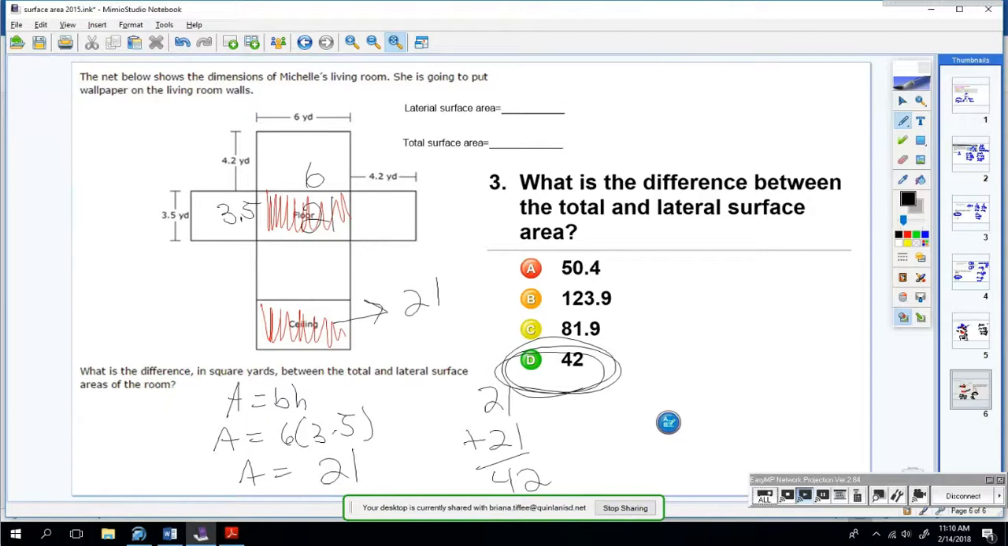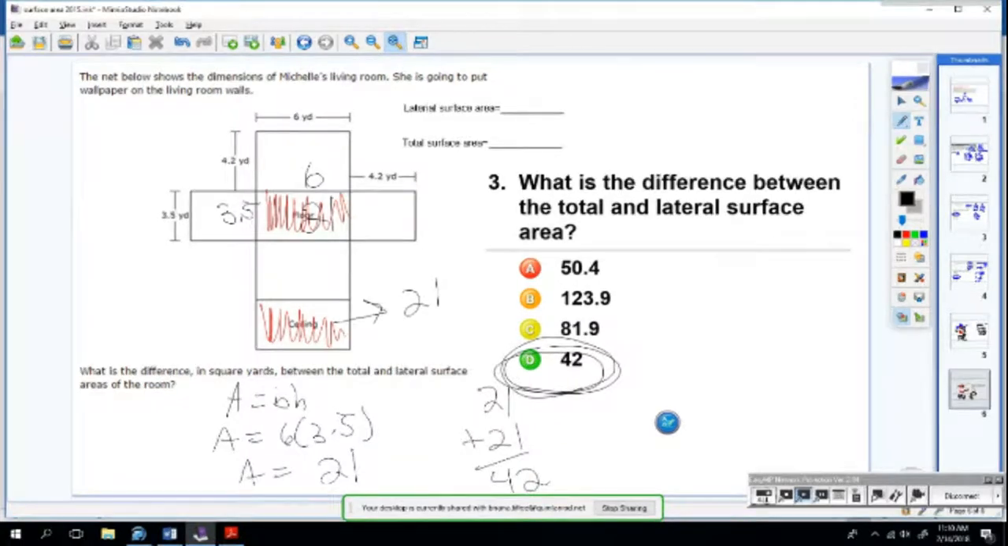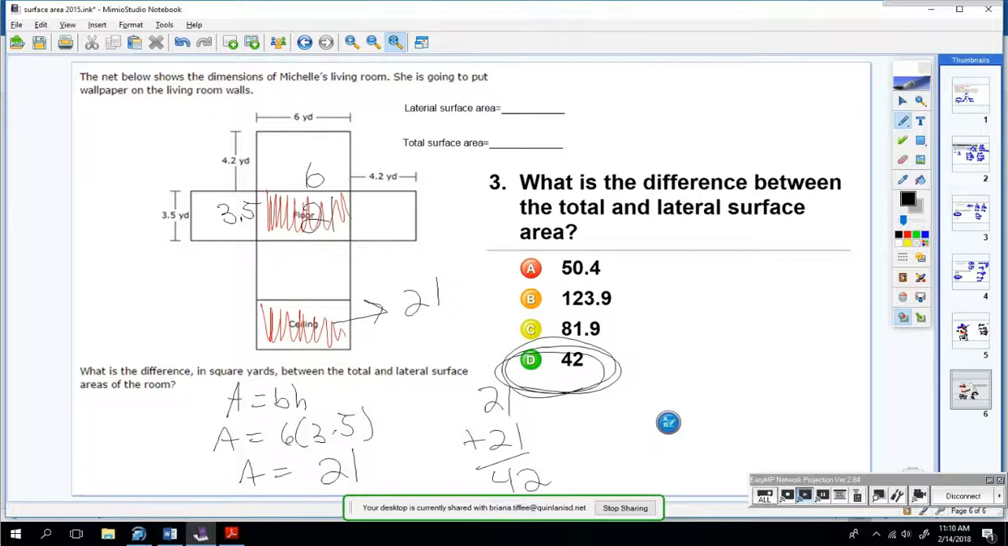So this lesson is actually pretty straightforward, because it's the same idea as finding the area of a composite figure. So just pay attention to what a lateral and what a total surface area is actually asking you for.